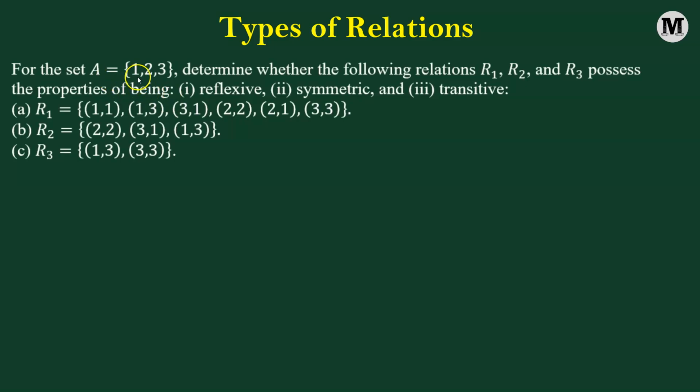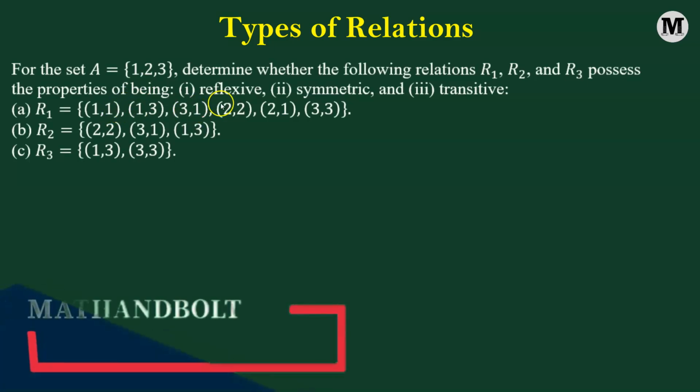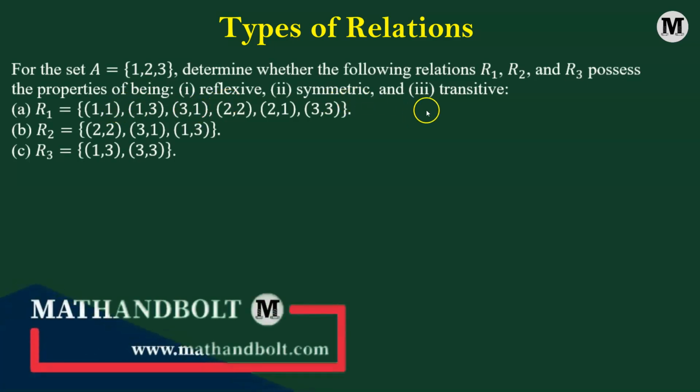For the set A containing the elements 1, 2 and 3, we need to determine which of the following relations R1, R2 and R3 possesses the properties of being reflexive, symmetric and transitive. So that means here we have three relations R1, R2 and R3 given to us. Each of these relations are defined on the set A. Our goal will be to check the reflexive, symmetric and transitive properties of each relation.